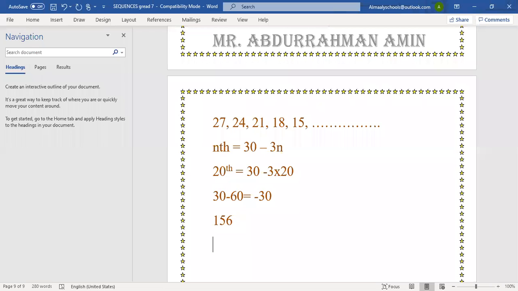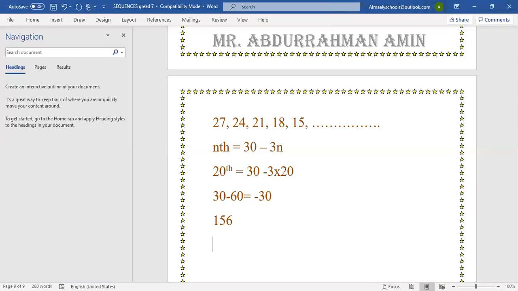Now, number 2: 1.5, 2, 2.5, 3, 3.5. Arithmetic. Yes, good. Every time we are adding 0.5. True. Now, 1, 1, 2, 3, 5. What is this? Neither. Yes. Good, very good.